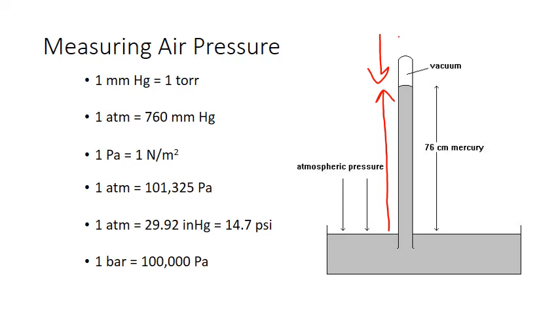At sea level, which we use as a standard reference point for atmospheric pressure, the mercury will rise to 76 centimeters, or 760 millimeters. And this is the basis for one of our common units of pressure in chemistry, the millimeter of mercury, or mmHg. So this is also called a torr, after Evangelista Torricelli, the Italian physicist who built the first barometer back in the 1600s.